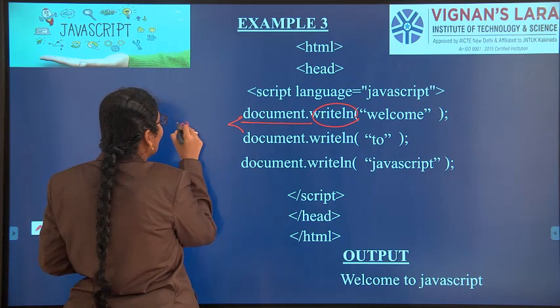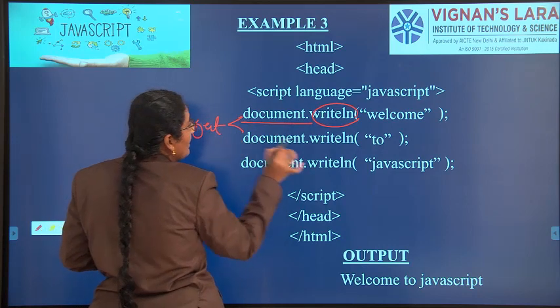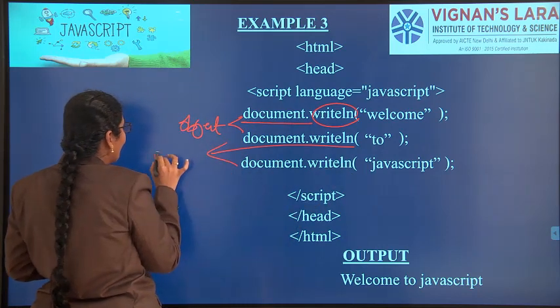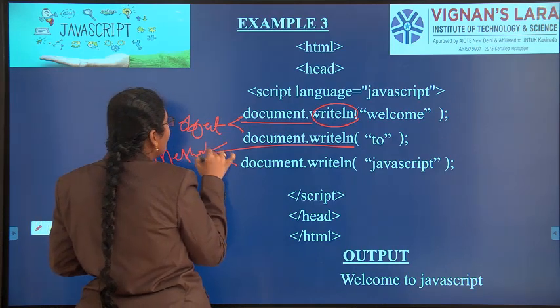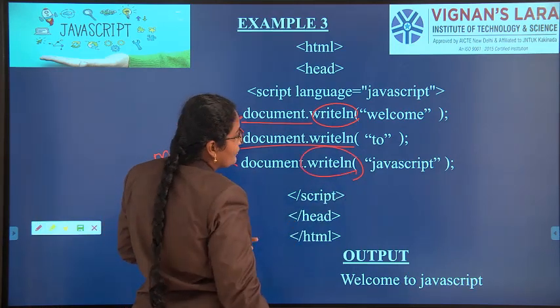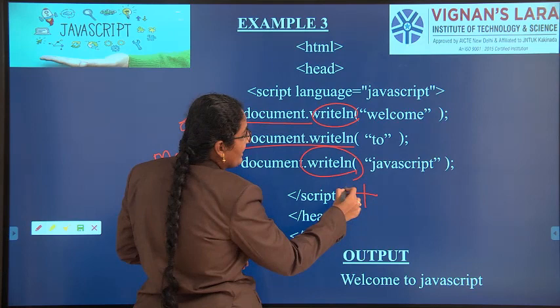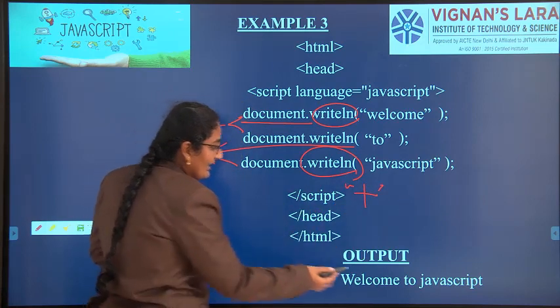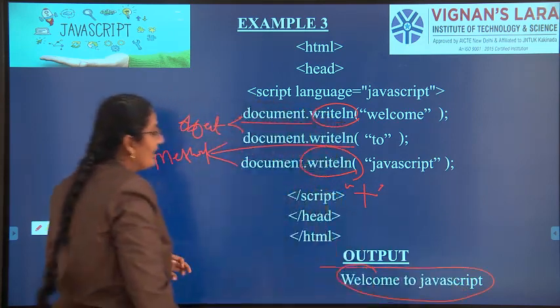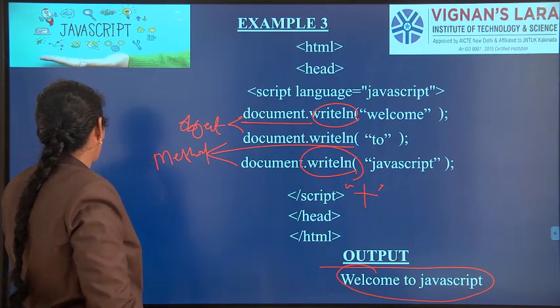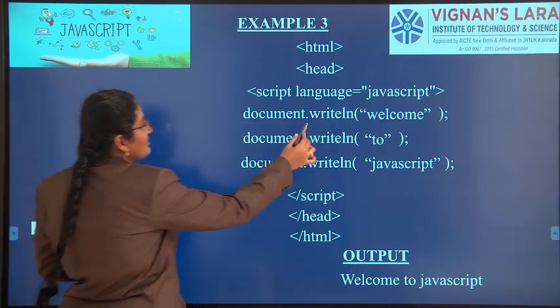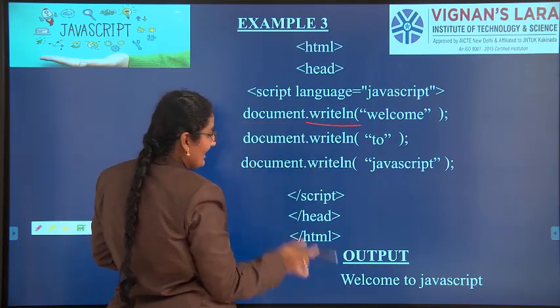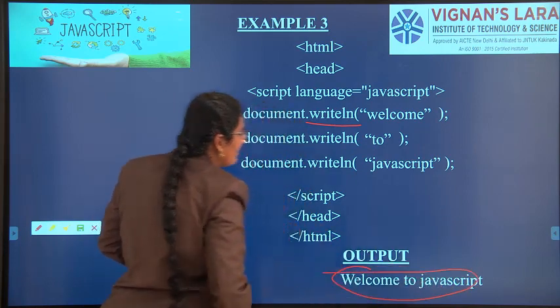Document is nothing but the object. Writeln is nothing but the method. I am using the writeln method, so I need not use any append symbols. Even then I will get the output in a single line. Welcome to JavaScript. So this is the importance of writeln. Without using any other symbols, you can get the output in a single line.